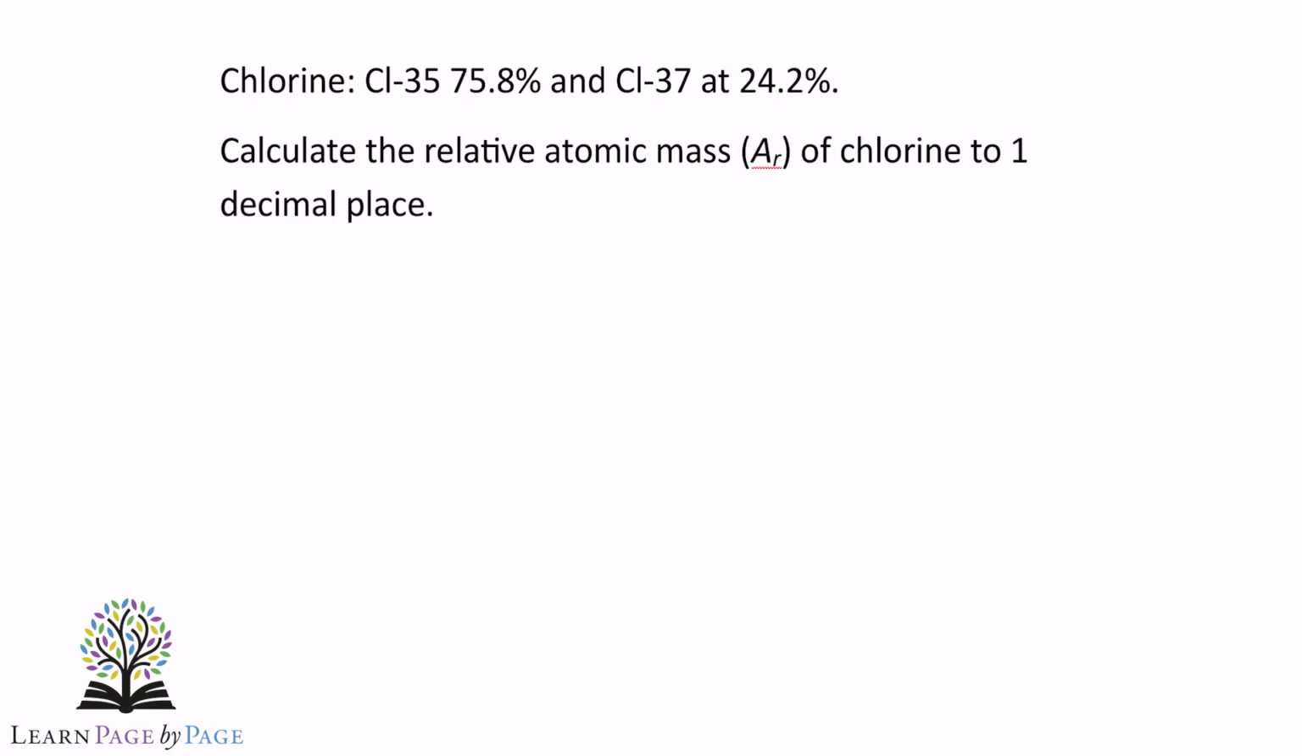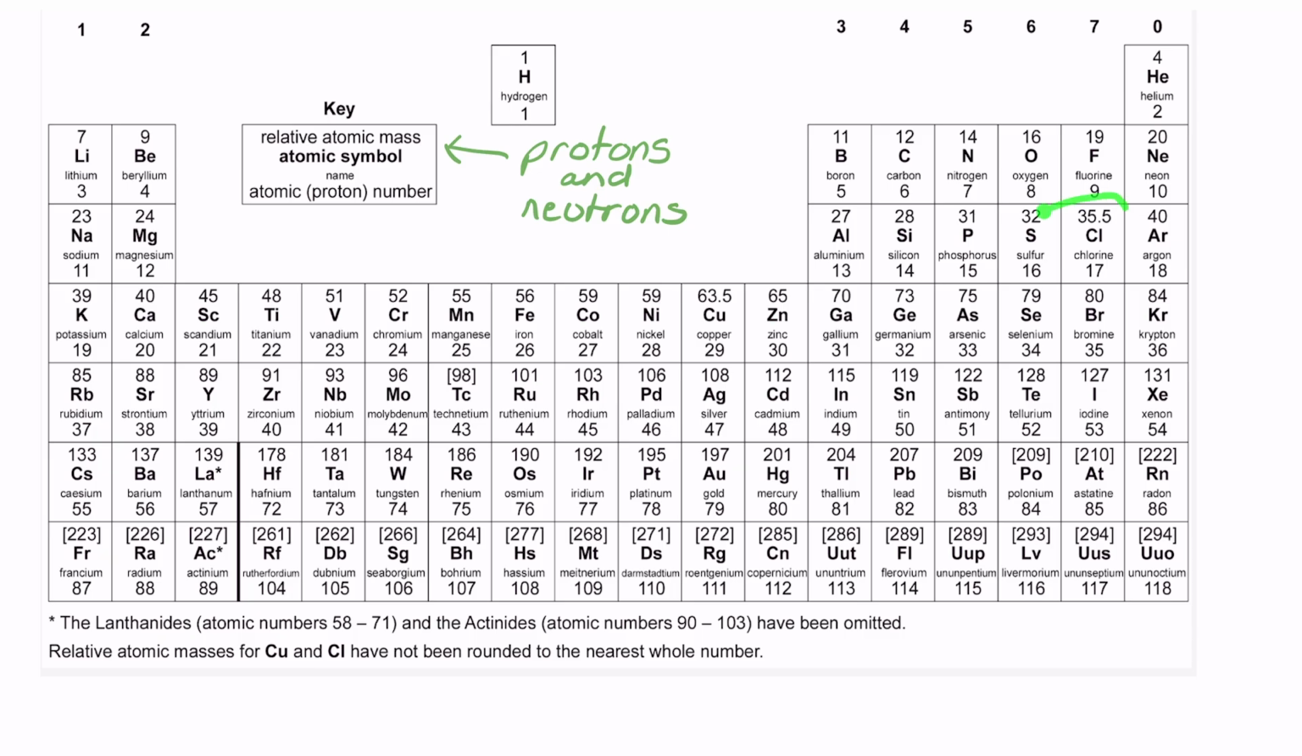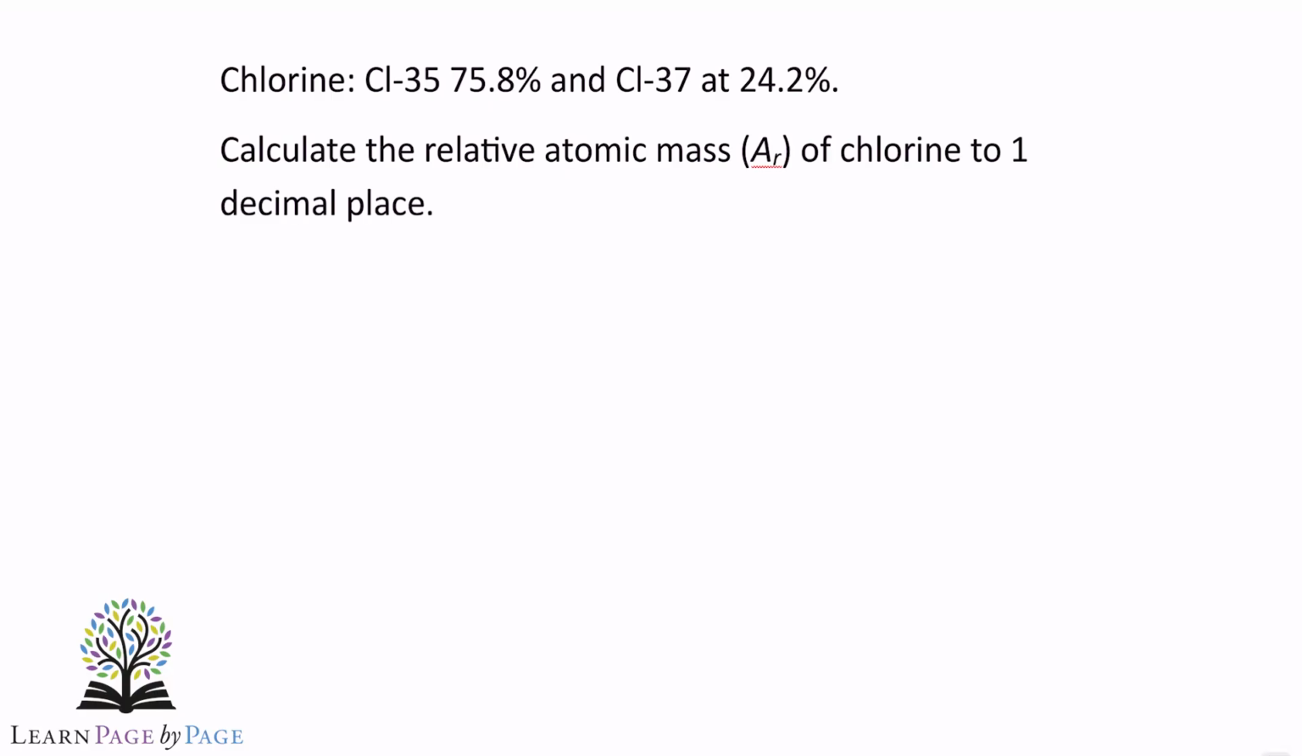Now let's try another one. This one is probably the most classic of all relative atomic mass questions, and that is chlorine. We're being told here that chlorine 35 has an abundance of 75.8% and chlorine 37 an abundance of 24.2%. If we look at the periodic table, notice chlorine is 35.5. Let's see if we can get something similar.